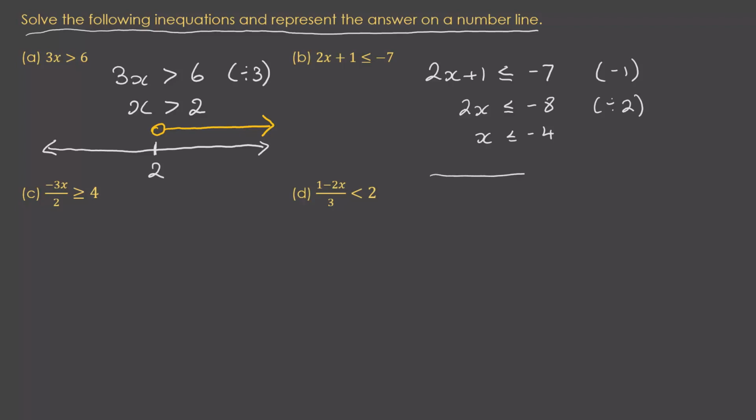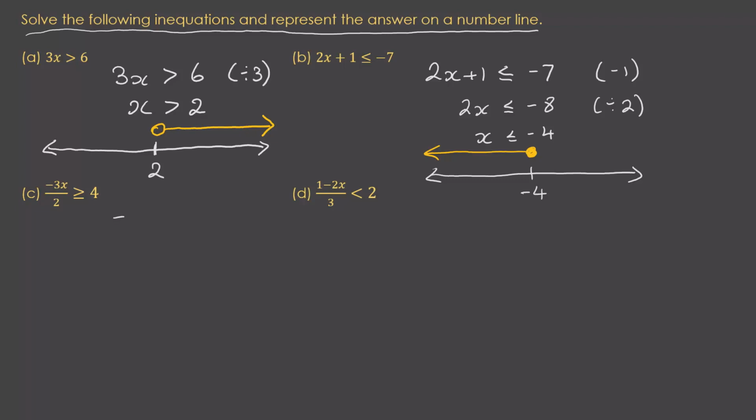So if I now draw my number line, I'm just going to put -4 on here. Less than or equal to, so we have a filled in dot at -4, and then any value less will work.